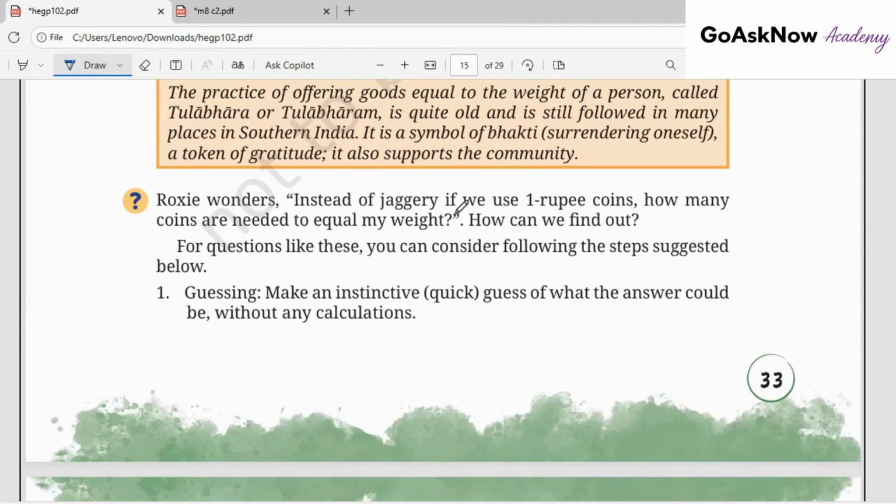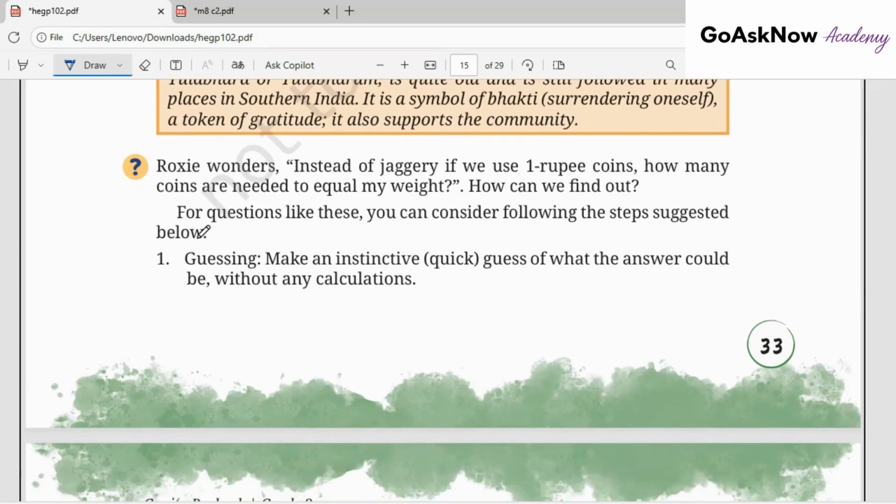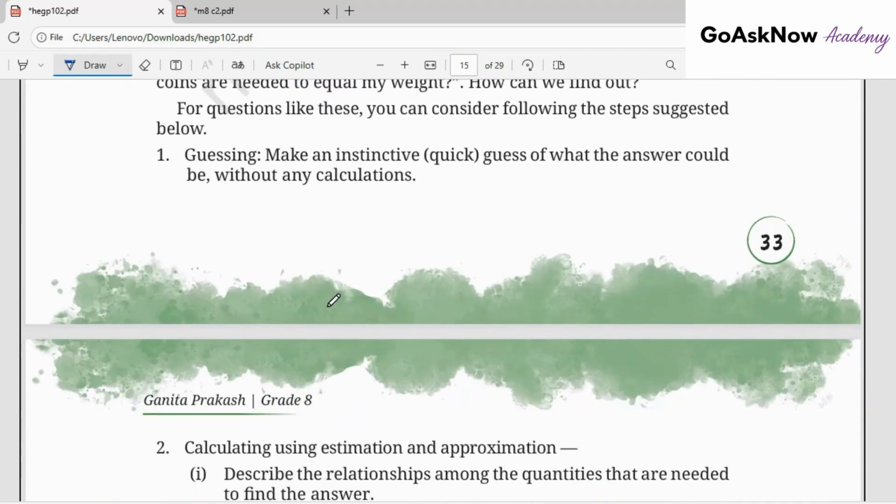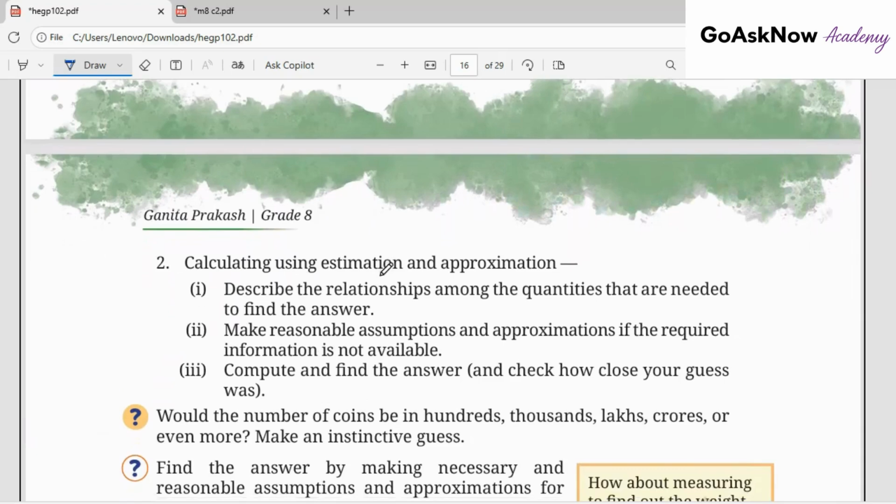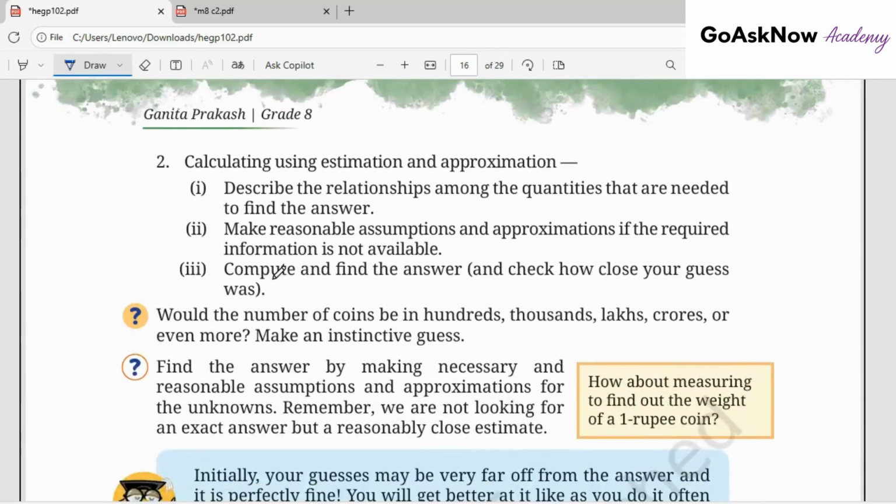Roni wonders, instead of jaggery, if we use 1 rupee coins, how many coins are needed to equal my weight? How can we find out? For questions like this, you can consider the following steps. Guess: make an instinctive, quick guess of what the answer could be without any calculation. Calculate using estimation and approximation. Describe the relationship among the quantities that are needed to find the answer. Make reasonable assumptions and approximations if the required information is not available. Compute and find the answer and check how close your guess was.